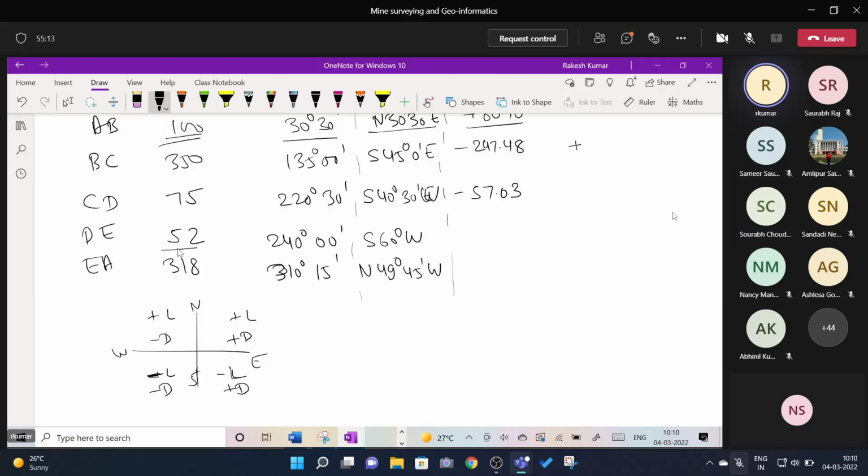For this DE, minus 26.0. Good. Then EA, plus 205.47.